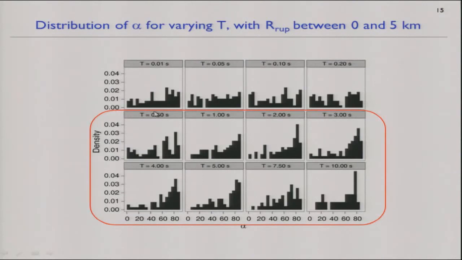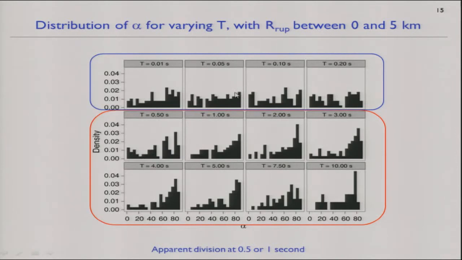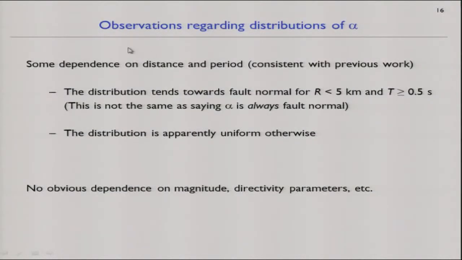Outside of 5 kilometers, similar plots don't show any interesting patterns. Here, what we saw was that at periods of a half second and longer, you get a preferential orientation towards alpha equals 90, or strike normal orientations. For periods less than a half second, those histograms appear to be essentially uniform, so we didn't see any sort of preferential orientations at shorter periods. Okay, so to summarize those plots, and we have some other permutations of them, but those are the most interesting looking ones.